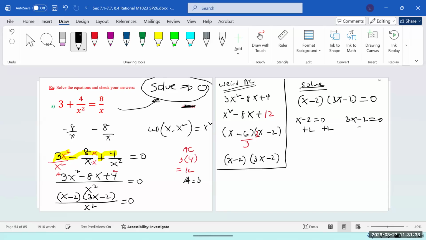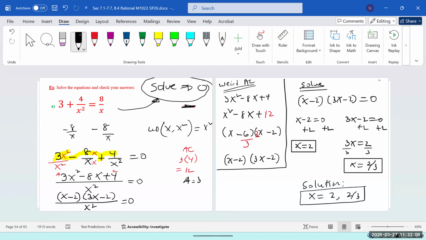Add 2 to both sides, so we get x equals 2. This is done. But here we had 3x equals 2. Then what is x? We need to divide by 3. So x is 2/3. So this is our solution.